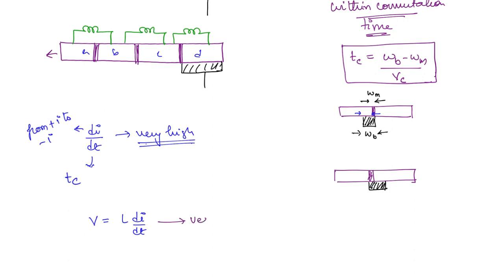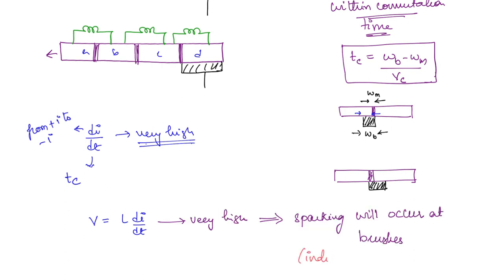So when this voltage is high, then what is going to happen? Sparking will occur at the brushes. This is also sometimes called the inductive kick. So this is the problem with the inductance of the winding. We discussed two effects here. One is the armature reaction and the other is the L di/dt voltage, because of the inductive nature of the winding, even if it's a small inductance.